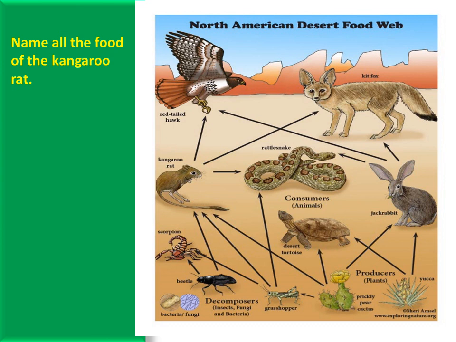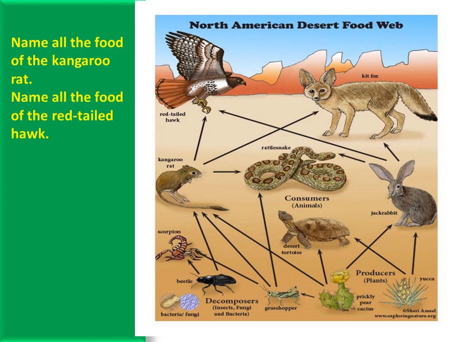All the arrows that are coming to the kangaroo rat mean that the kangaroo rat eats them. So look for the arrows and go backward. You will know what the kangaroo rat eats. So I will go back from the first one. It's the prickly pear cactus. It eats the grasshopper and it eats the beetle.